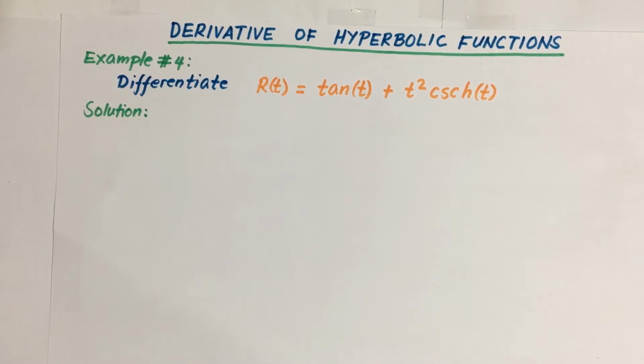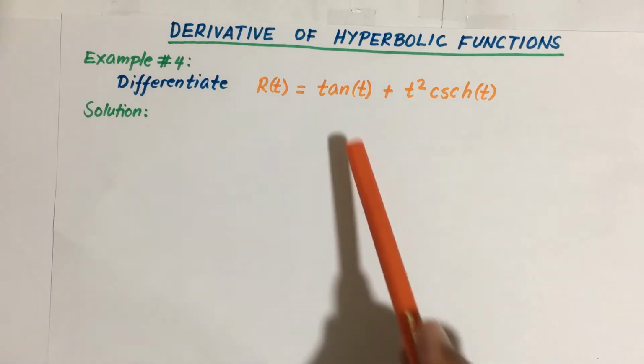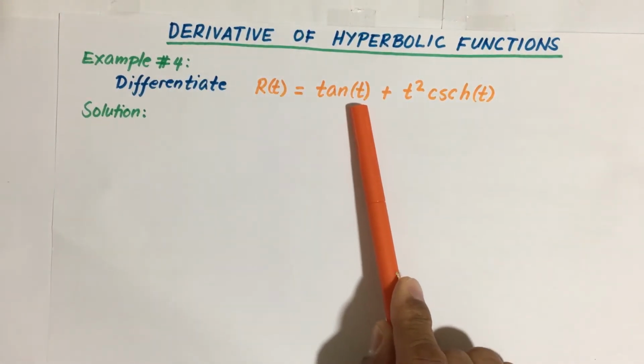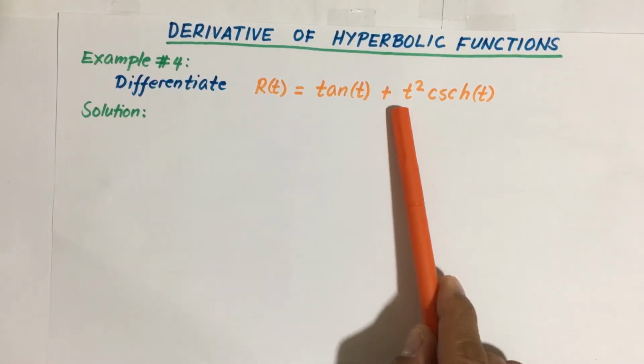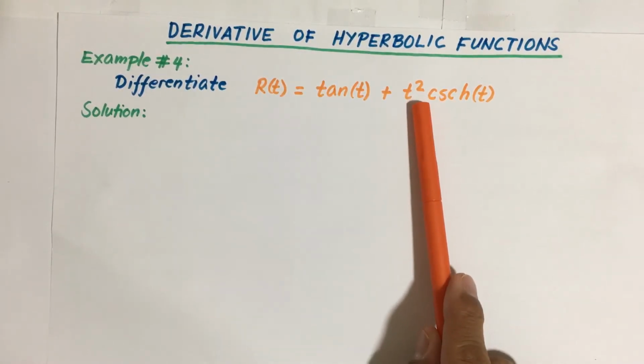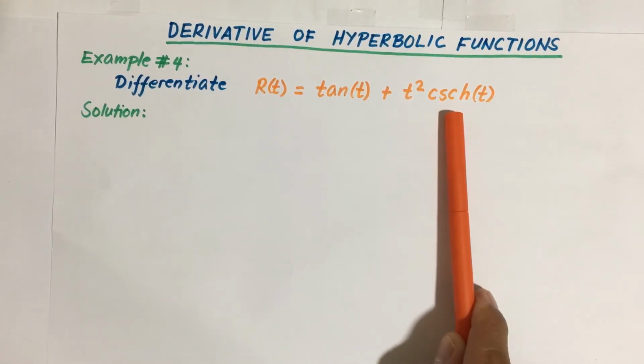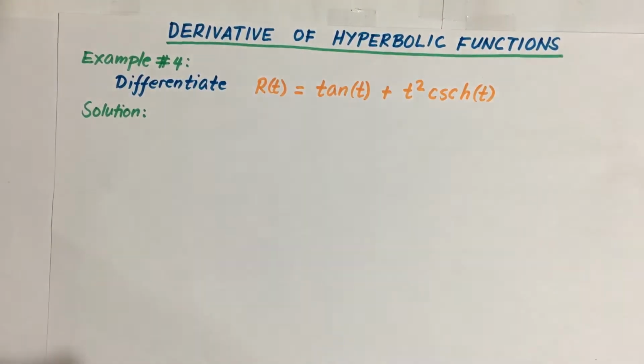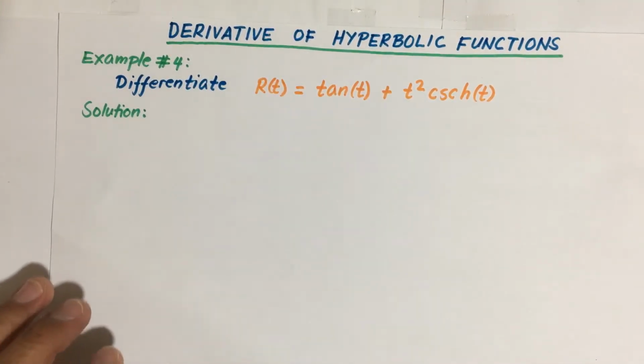We will continue our solution to some examples of derivative of hyperbolic functions. So this time we are going to solve problem number 4, or example number 4. Given, differentiate r of t equal to tangent of t plus the product of t squared and hyperbolic cosecant t. Okay, so again, for our solution, first we need to copy.